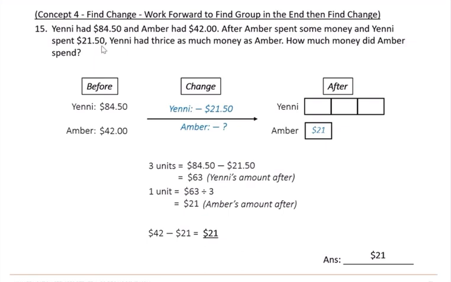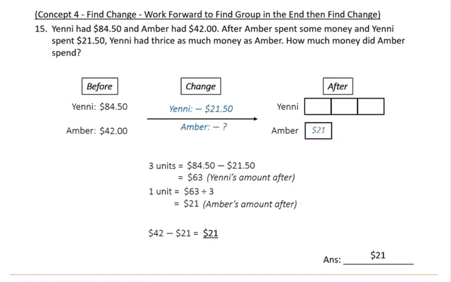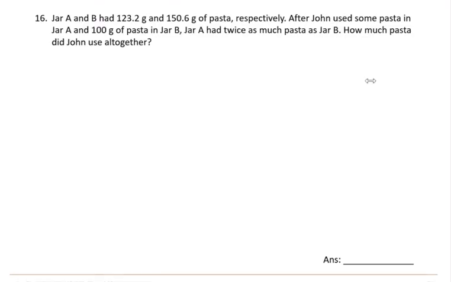Question number 16 now. Jar A and B had 123.2 gram and... Oh, stop. Say I asked you just now, you never respond. Okay, jar A and B had 123.2 gram and 150.6 gram of pasta respectively. After John used some pasta in jar A and 100 gram of pasta in jar B, A got twice as much pasta as jar B. So I want to know how much pasta did John use all together, Nikki?